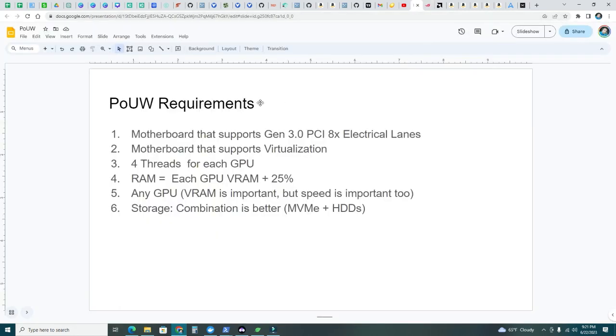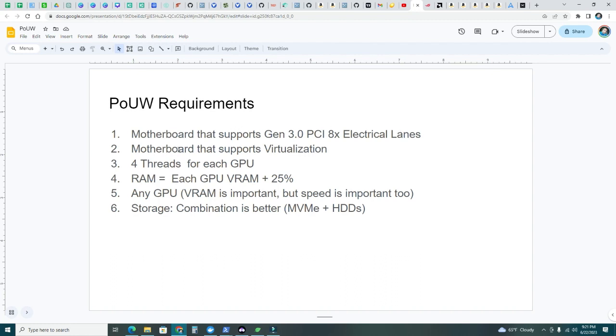Let's go and check the proof of useful work requirements per the AMA that the team did a couple of weeks ago. I have a video, if you haven't watched it, go ahead and do so. I went into details of the proof of useful work requirements preview that they did. In terms of motherboard, we need one that supports Generation 3 PCIe with a minimum of 8 electrical lanes. That motherboard will be good.